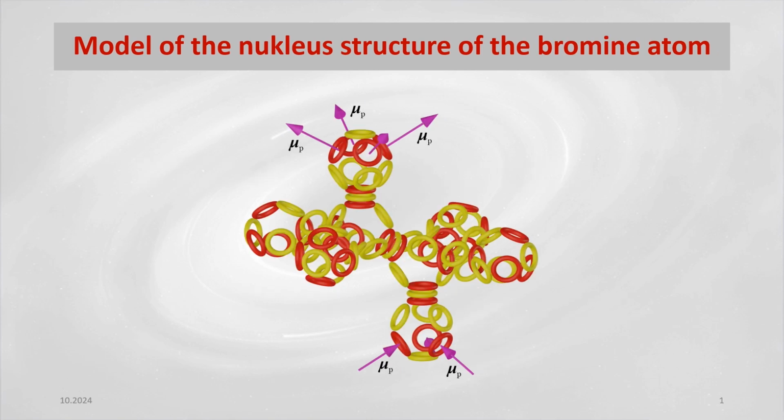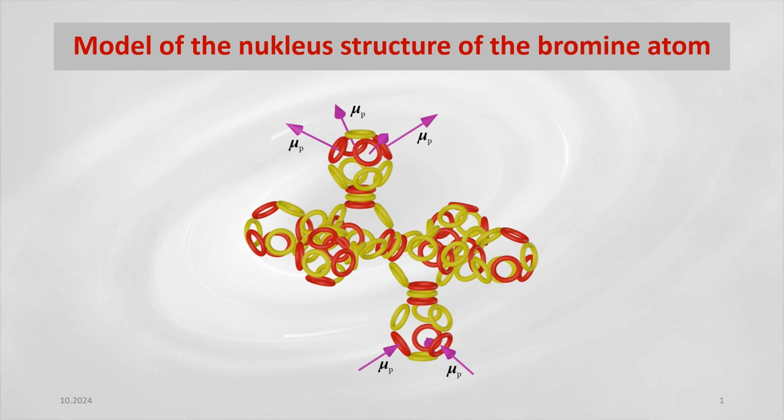The third representative of the halogen group is bromine. The structure model of the bromine atom nucleus consists of 8 globules bound to each other via proton bridges. The nucleus of the isotope of bromine is stable with 9 or 11 extra neutrons.